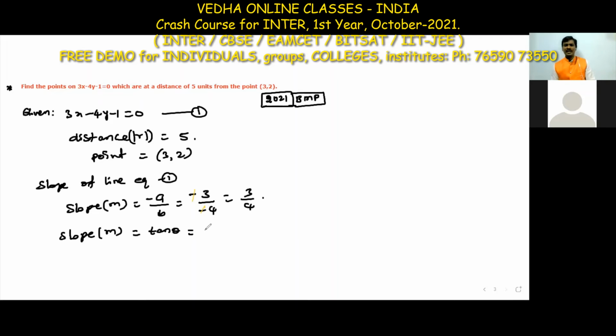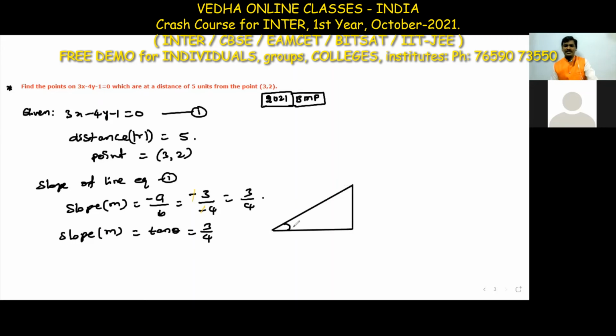So this tan theta is equal to 3 by 4. Tan theta is 3 by 4 means, when we know the two sides, we can find the third side. By using the Pythagoras theorem, we can find the third side. So here the value is 3 by 4.